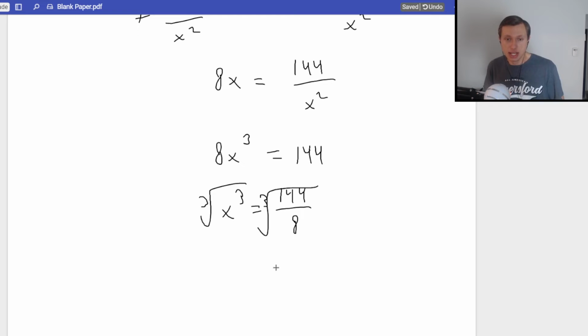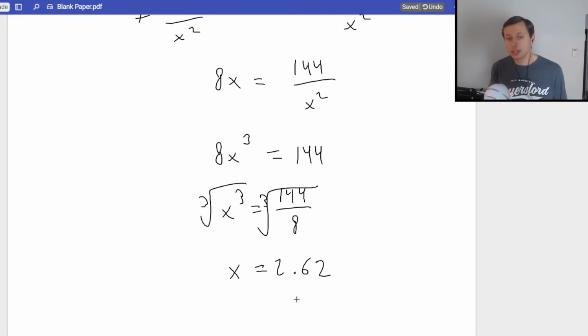But I do know this. If you just type, actually, sorry, parenthesis 144 divided by 8, close parenthesis, caret, raised to the 1 divided by 3 power, that's the same thing as a cube root. You're going to get x equals 2.62.